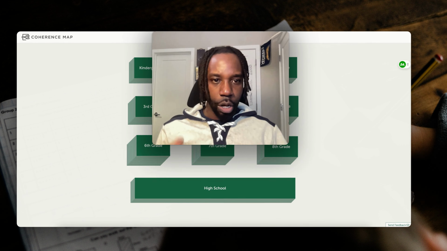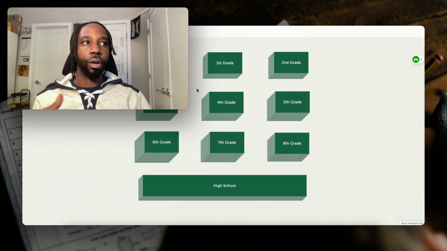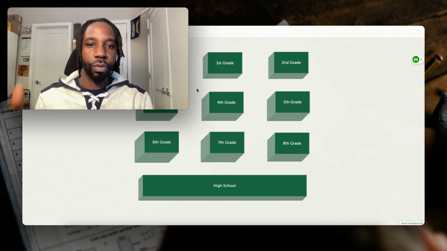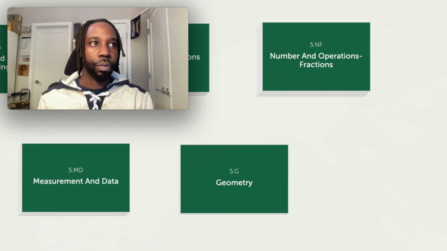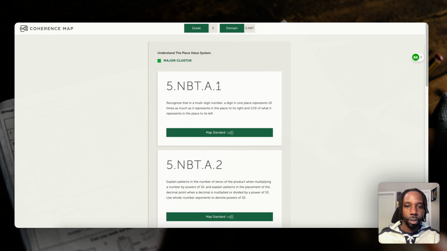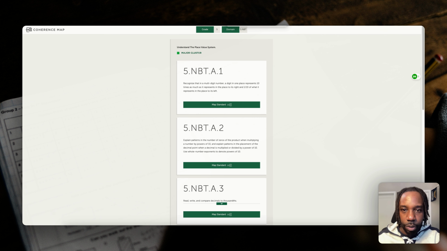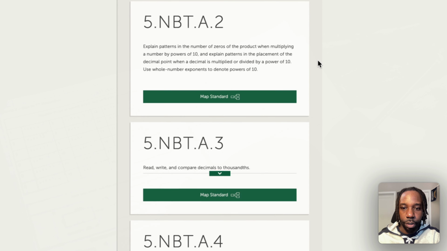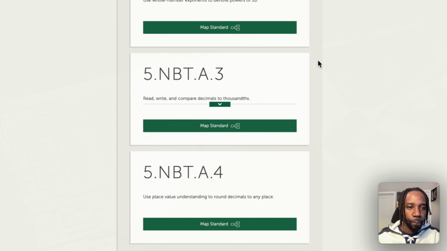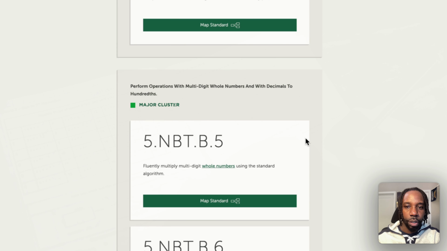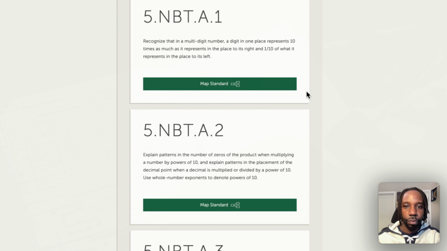Okay, watch this. So let's say you have a fifth grader, he's struggling with division comparisons, okay? I'm gonna select fifth grade here. That's a number in operations type of problem. And it instantly maps out, a little bit. It instantly maps out all the clusters, okay? All the major clusters in the grade level. All right, this is it for fifth grade.